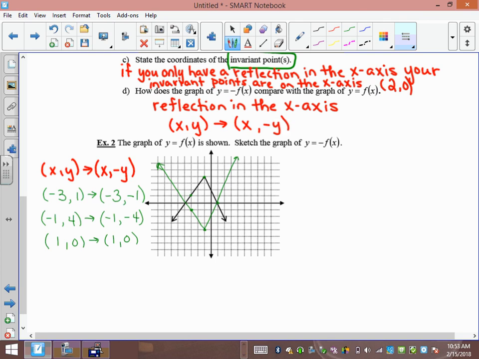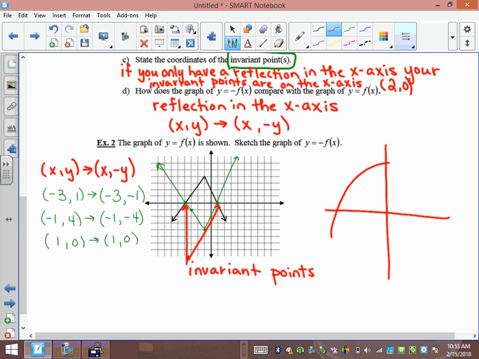So would I have actually had to look at this one at all? Or this one? No, because they are what? Invariant, because they're on the x-axis. So note to self. Sometimes it won't ask you for what the invariant point is. It'll ask you how many invariant points there are. So they could give you any graph like this on the diploma.